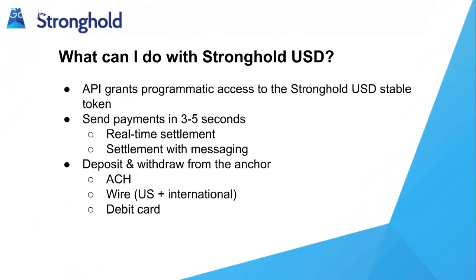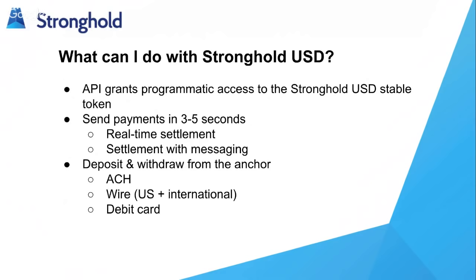So what are some of the things that people can do with the Stronghold US dollar? You can send payments using the underlying provider, which is Stellar, in 3 to 5 seconds. So you get essentially real-time settlement. And the important piece here is the settlement happens at the same time as the messaging.